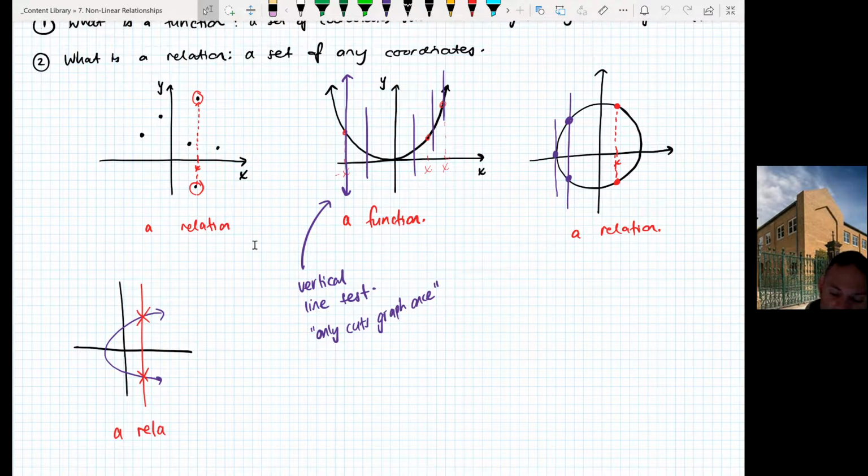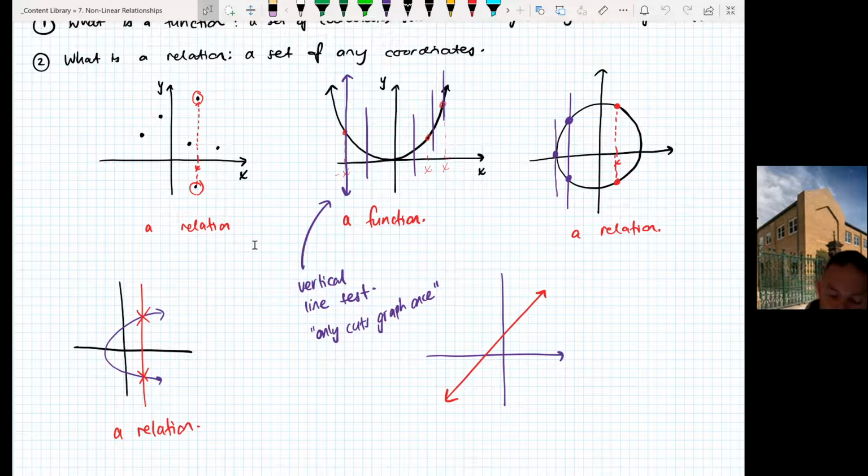Okay, if I look at a straight line, for example, if I do a vertical line test, anywhere on that straight line, I only cut it once. So we have a function. And I'm going to say most graphs that you deal with this year will be functions.